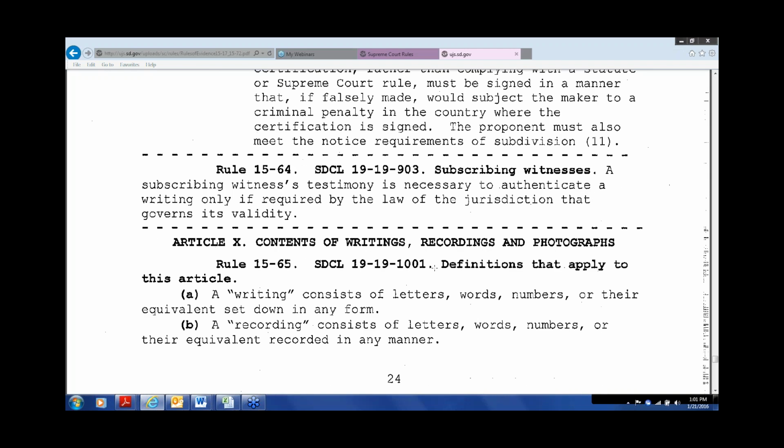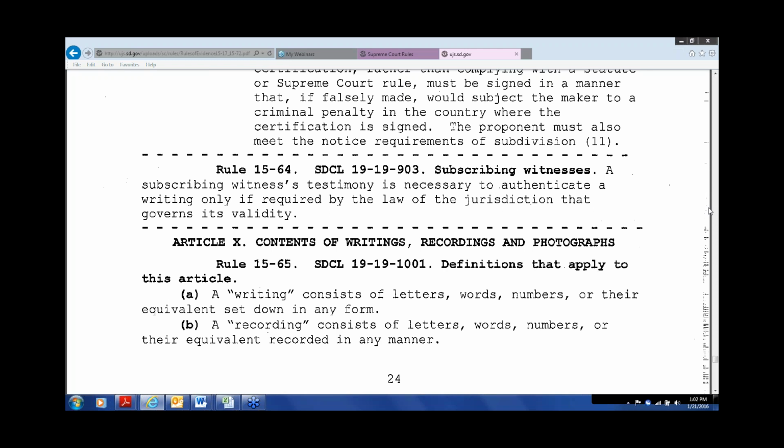That's the run through on the rules, and that was pretty quick. So I don't know if there are questions or comments coming in, but I'd sure be happy to try and deal with those if you need me to.